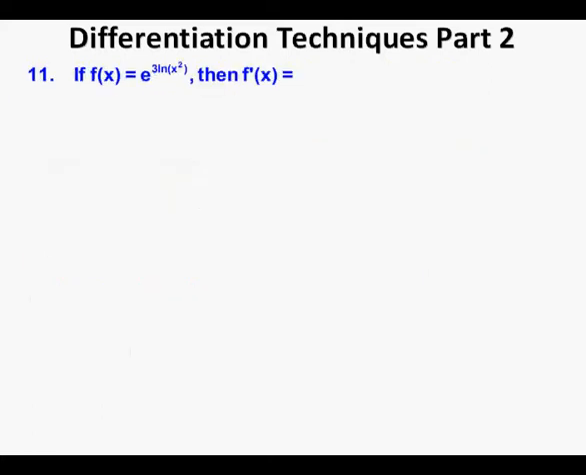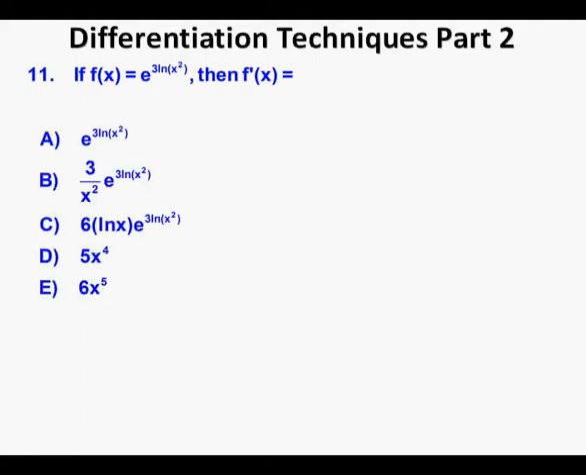Problem 11. If f of x equals e to the 3 ln x squared, then f prime of x equals, and we have our 5 multiple choice answers A through E. For this problem, I'll come right out and say that this problem is really a whole lot easier than it may look at first. That is, if you know the rules of logarithms and exponents well, and the relationship between the natural logarithm of x and e to the power of x.